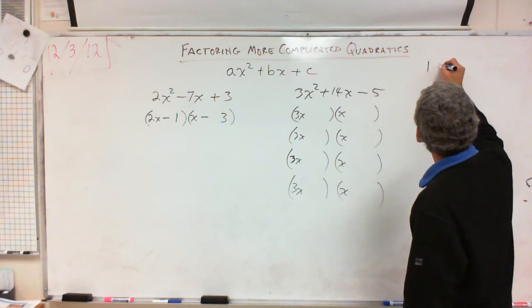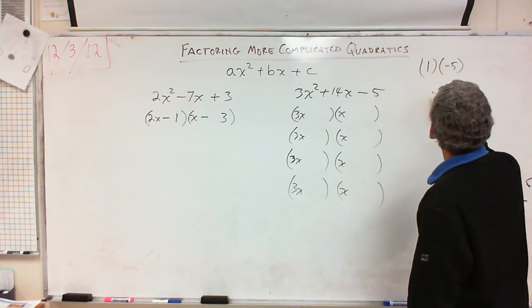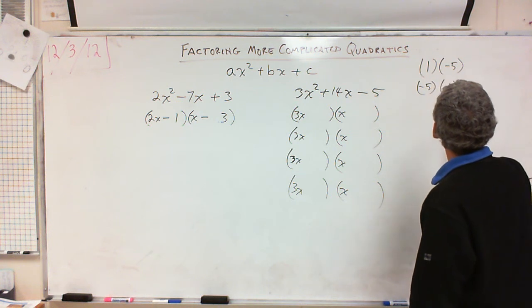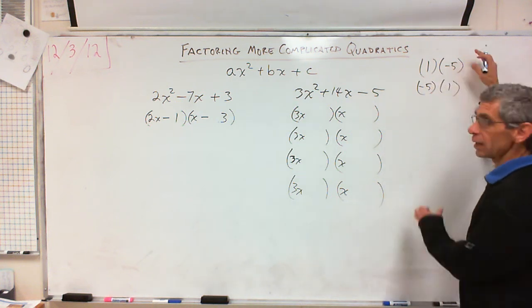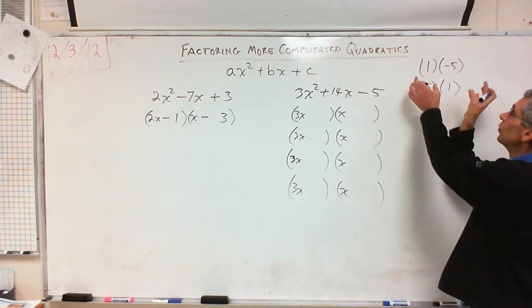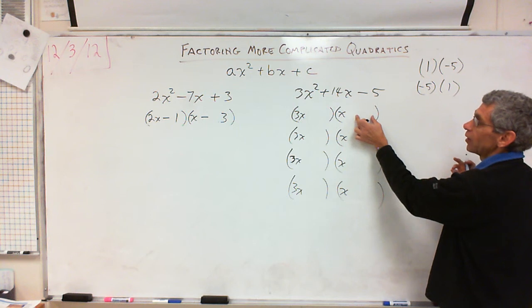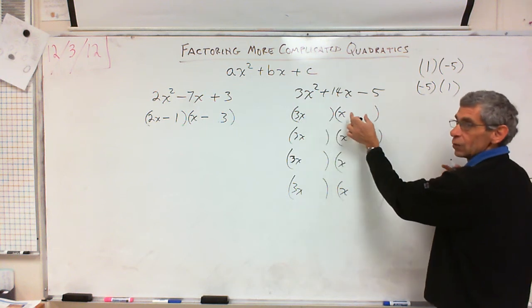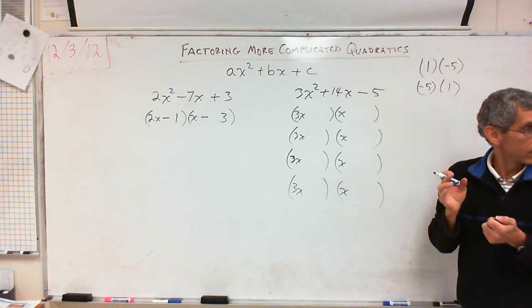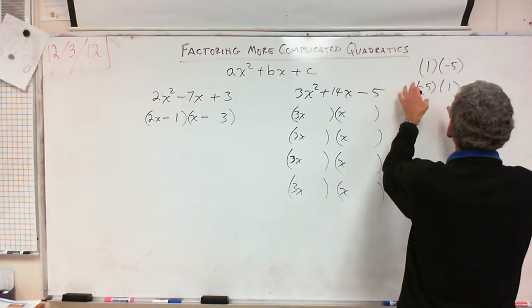I could have 1 times -5. I could have -5 times 1. Do you agree with me? I could have, see what I'm doing? Order matters now. Like I could do +1 times -5. We had 1 here and -5 here, but I could also have the -5 here and the 1 here. Right. You see what I mean? So it gets complicated a little bit. But I have to try both possibilities.